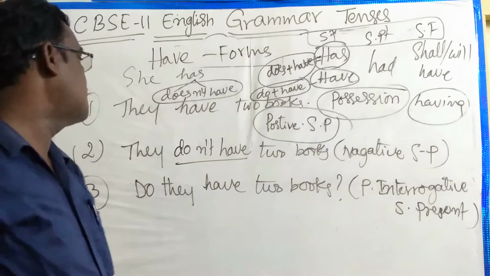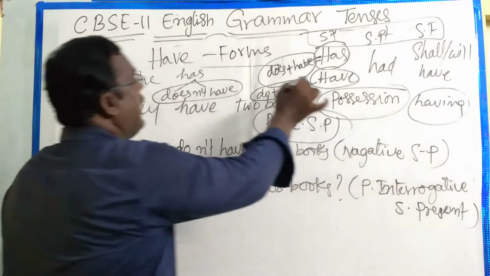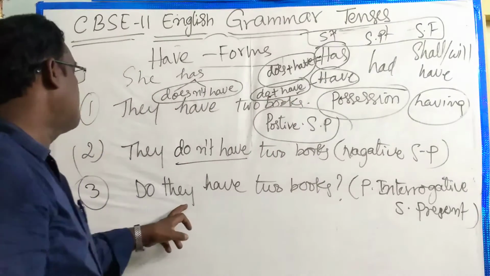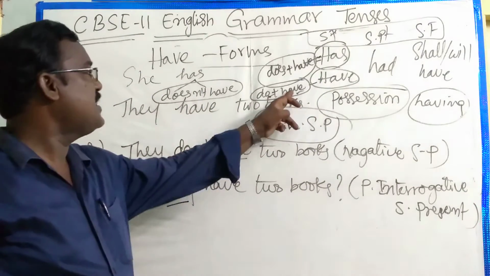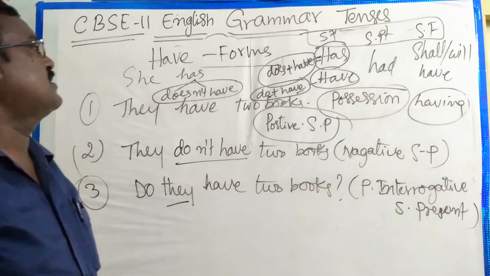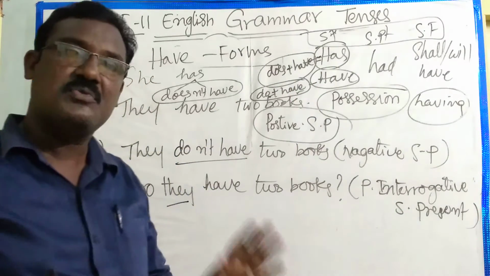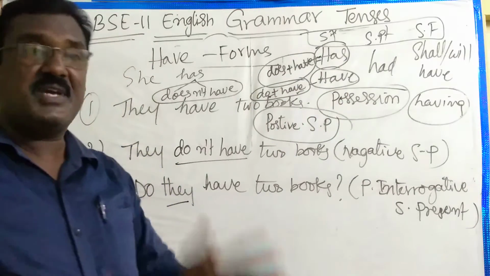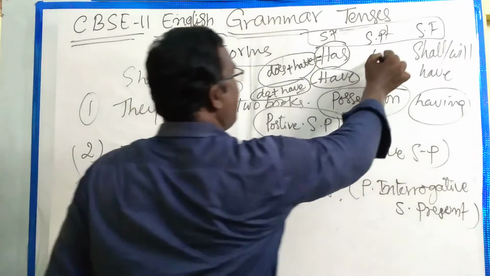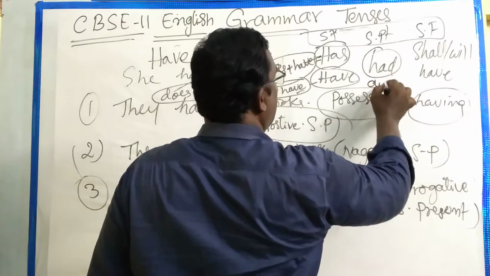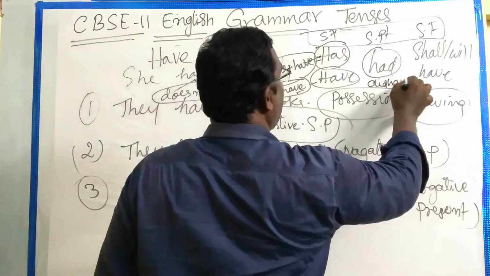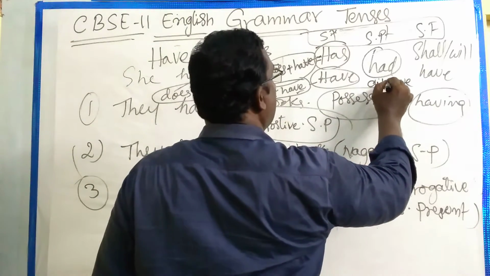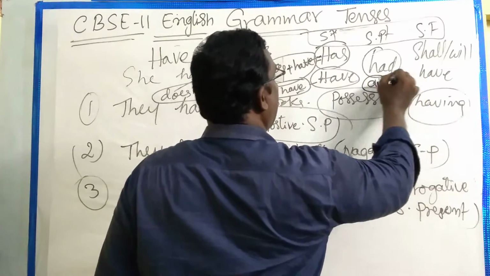Do they have two books? Now have became do plus have. Do we have to write before the subject, and the remaining have we have to write after the subject. This is the rule we have to understand. Has becomes does plus have, do plus have, we have to divide. For example, if had is there, it will become did plus have. Had will become did plus have.